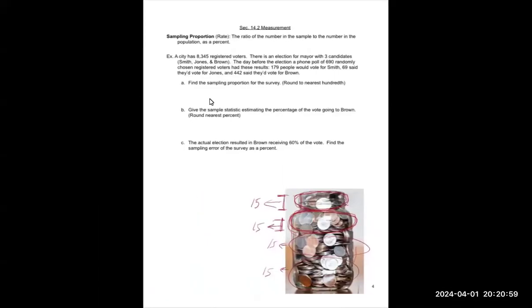And this is called the sampling proportion, or the rate. It's the ratio, meaning fraction, of the number in the sample, so that's the numerator, the number in the sample, to the number in the population. And they want you to write this as a percent, and they call this a sampling proportion.